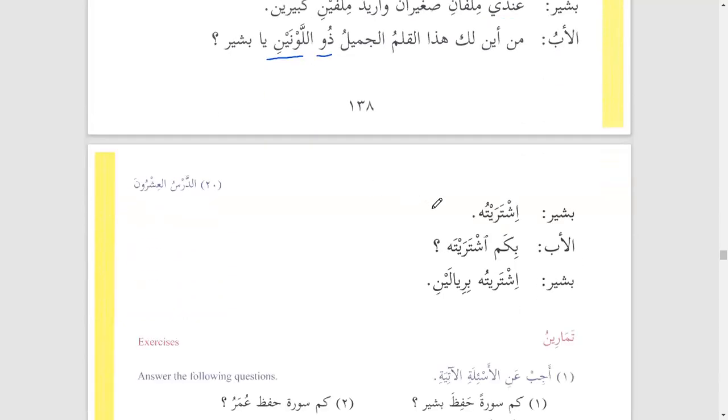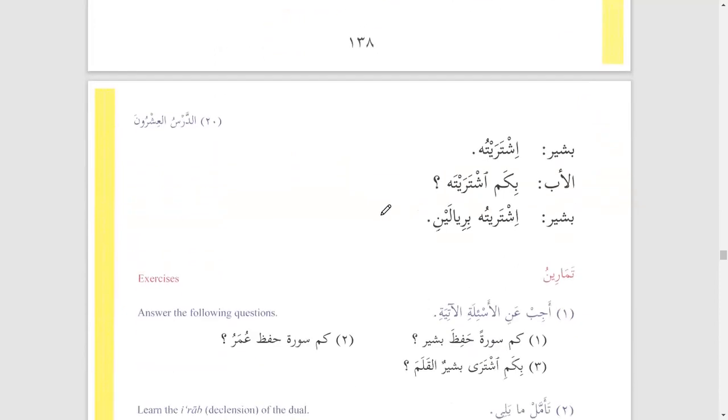Bashir: ishtaraytuhu, I bought it. Bi-ma ishtaraytahu. Bi-ma, and if you remember, we discussed that when we use bi-ma and when we connect it with al, or when we connect it with hamzat al-wasl, we connect it with kasra. Bi-kam ishtaraytahu, how much did you buy it for? Ishtaraytuhu bi riyalaini, I bought it for 2 riyals.